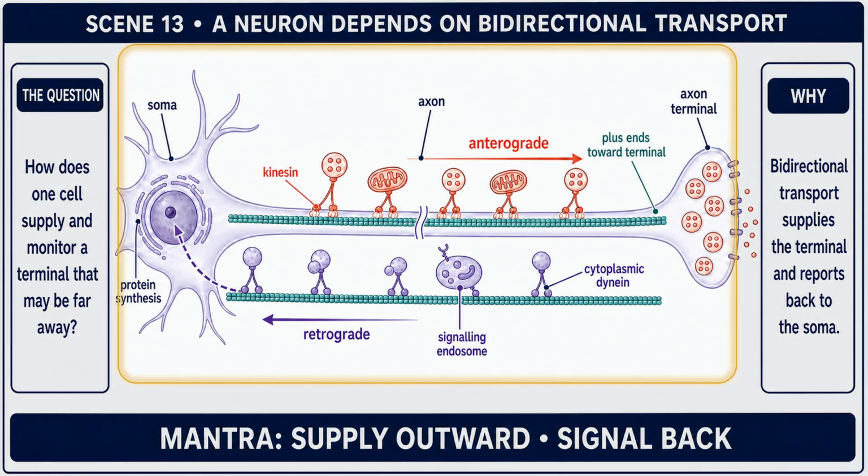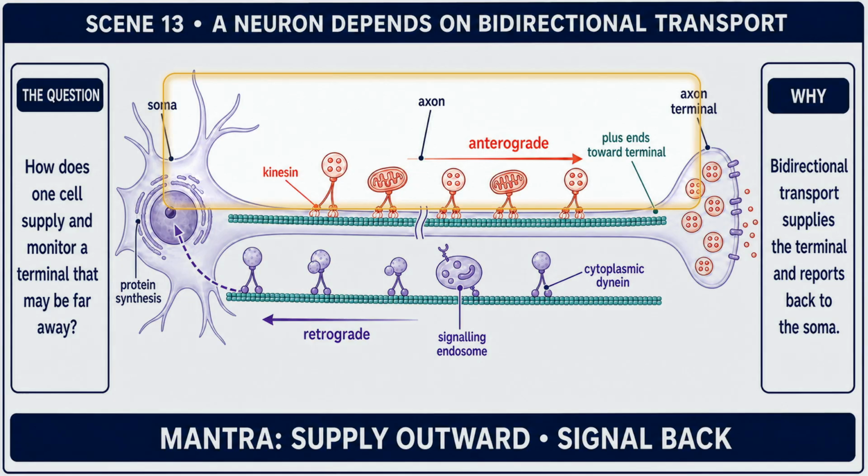A neuron makes the transport problem impossible to ignore. Proteins and membranes are produced in the soma, on ribosomes and the rough endoplasmic reticulum, but the axon terminal may lie an enormous distance away. Diffusion cannot maintain that connection.